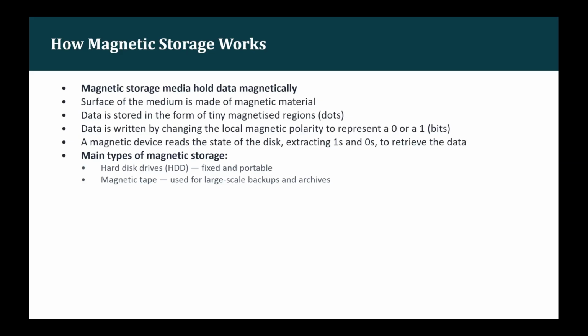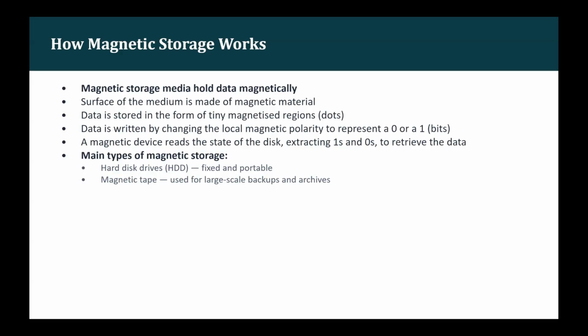How does magnetic storage work? Magnetic storage media holds data magnetically. The surface of the media is made of magnetic material. Data is stored in the form of tiny magnetized regions, or dots. Data is written by changing the local magnetic polarity to represent a 0 or 1, which are bits. A magnetic device reads the state of the disk, extracting ones and zeros to retrieve the data.